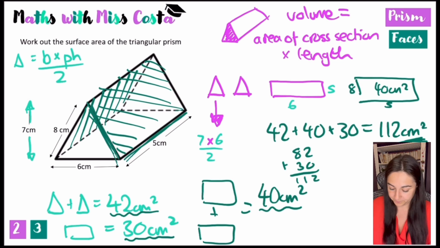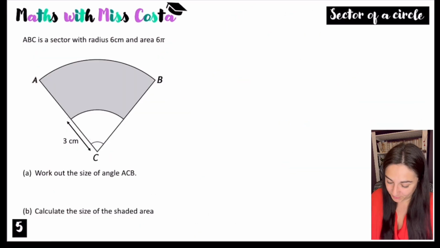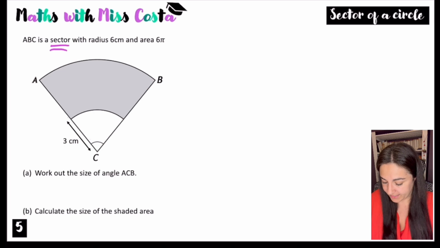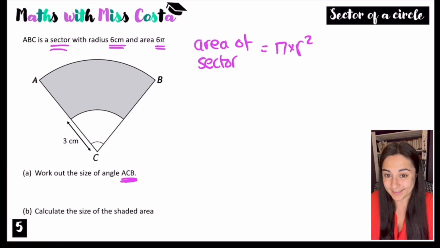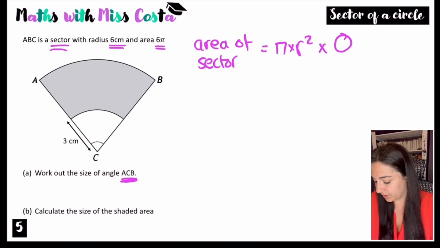Okay, so sector of a circle. Here I am told that ABC is a sector with a radius 6 centimeters and an area of 6 pi. I'm asked to work out the angle of ACB. So what's the formula for the area of a sector? Area of a sector. Well, the formula for the area of a circle is pi times radius squared. And the formula for the area of a sector is whatever the area of the circle is multiplied by the fraction of that circle. So what we say that is theta, which represents the angle, over 360.